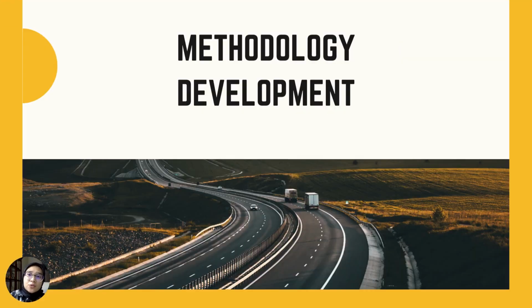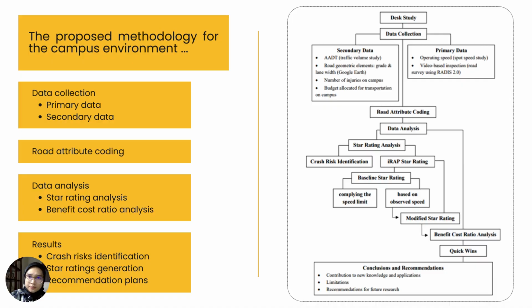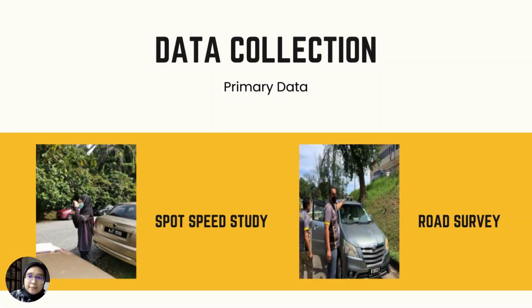Let's now turn to the most significant part. The proposed iRAP methodology for the campus environment involved data collection, road attribute coding, and data analysis, which involves star rating analysis and benefit cost ratio analysis, to come out with crash risk identification, star ratings generation, and finally a recommendations plan.